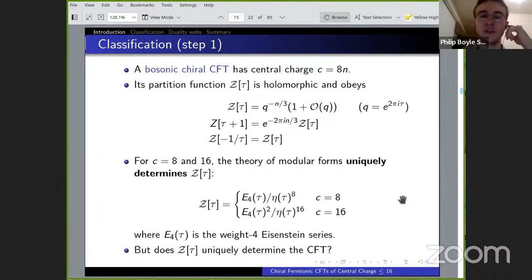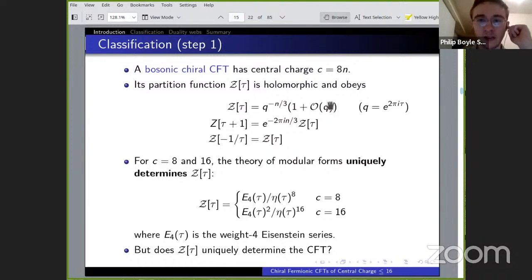Now, for such a theory, the partition function Z of tau is first of all holomorphic because it's a chiral CFT. But furthermore, if we look at the low q expansion, if we expand it as a power series in q, where q is e to the 2 pi i tau, it starts off with a singular term, q to the minus c over 24. That's always there. And then it has a unique vacuum, measured by this one. And then the remaining part of the partition function is a power series in q with integer powers, not half-integer, integer because it's bosonic.